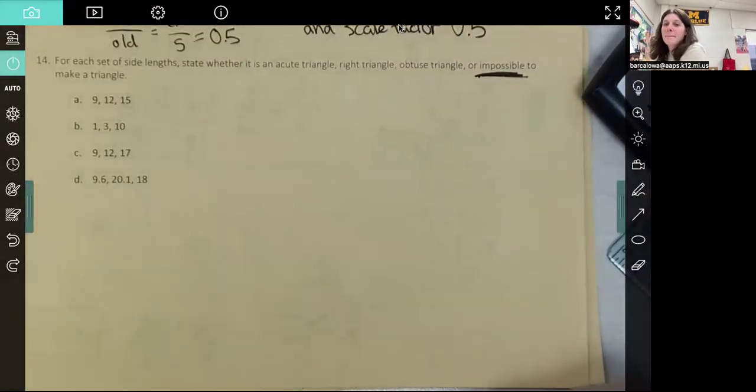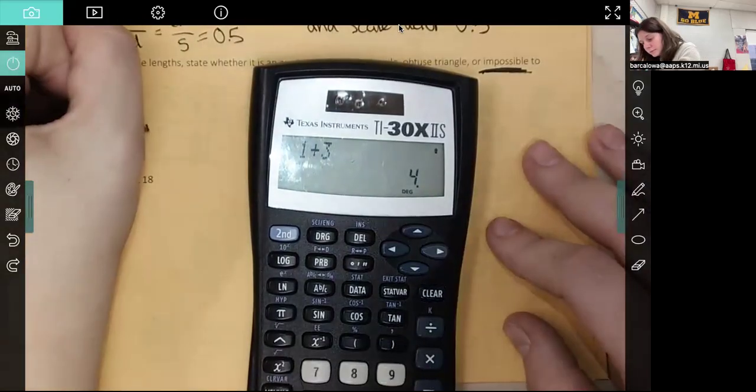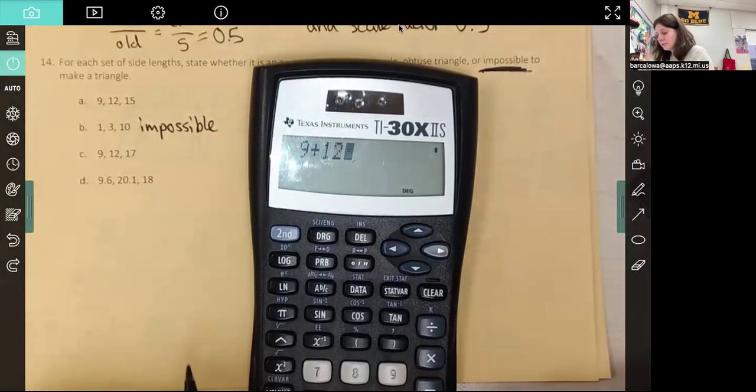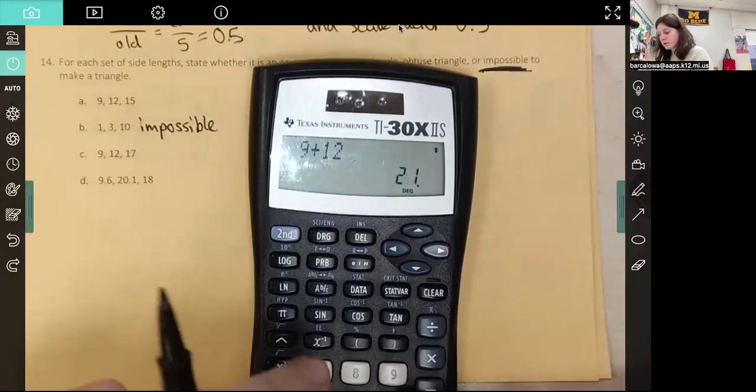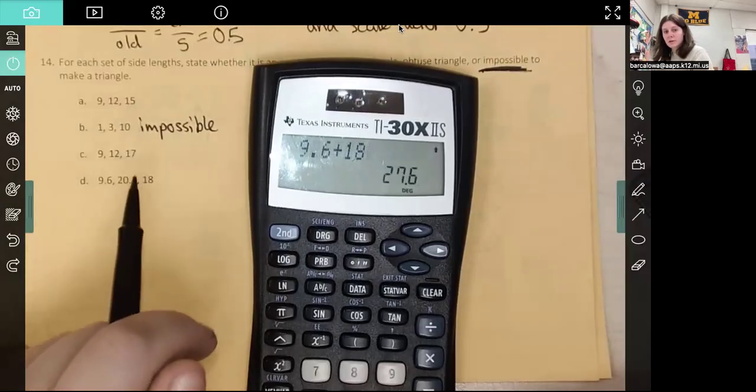Okay, so to check this, your 2 smaller sides have to add up to be bigger than your biggest side. Okay, so what do I mean by that? 9 plus 12. 21 is bigger than 15. Good. 1 plus 3. 4 is not bigger than 10. Impossible. Okay, 9 plus 12. That's bigger than 17, so we're good. Okay, pay attention. I'm talking about my 2 shorter sides here. So 9.6 plus 18. That's bigger than my longest side.